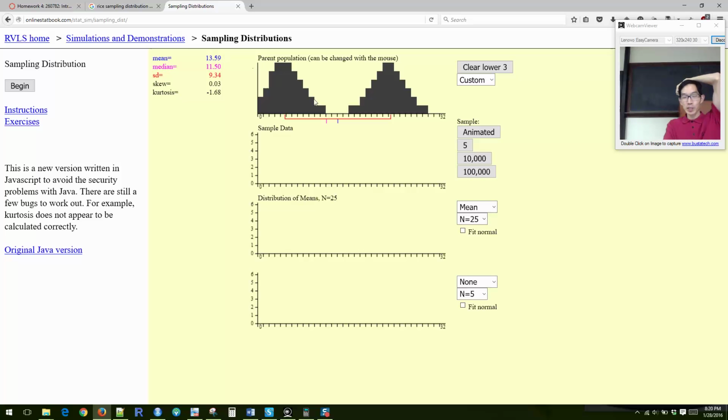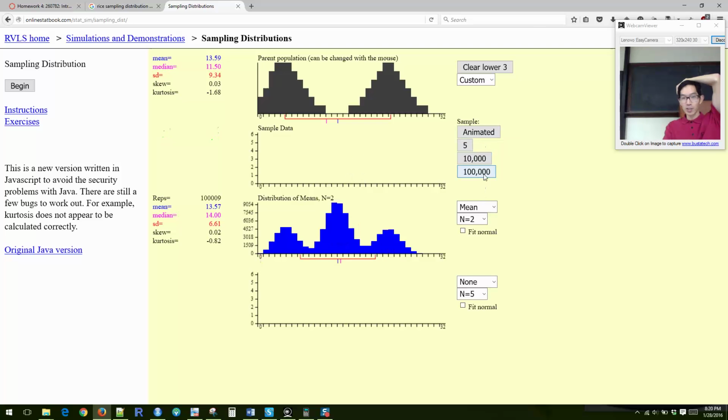Okay, so our mean is 13.59. I'll start off with a sample size of 2. Okay, and so here, in both of these cases, I want to just show you something. All right, let's just crank this up here. This is with samples of 2. What's going on here? Yeah, we're getting trimodal. So this is kind of the peak where both numbers came from this peak.